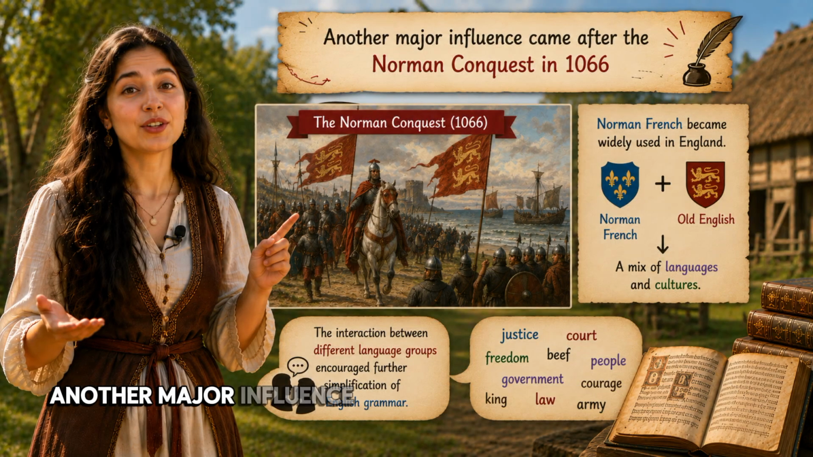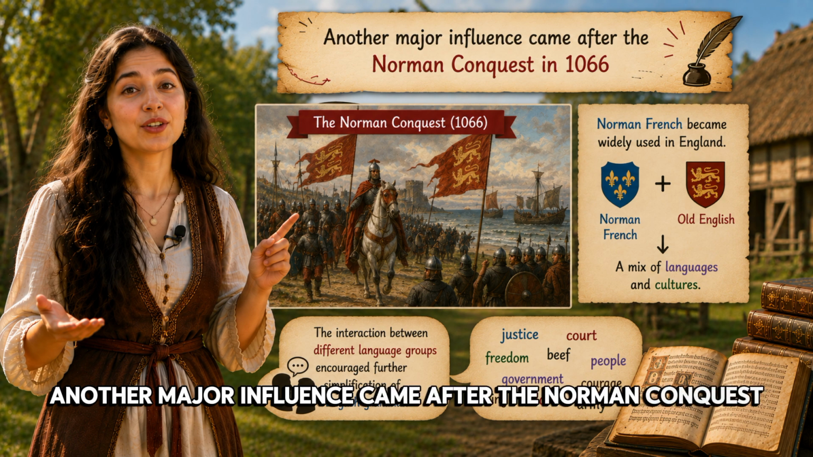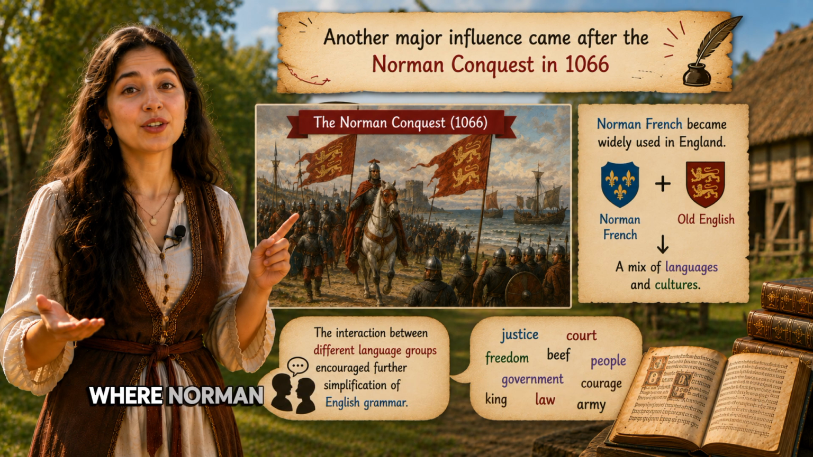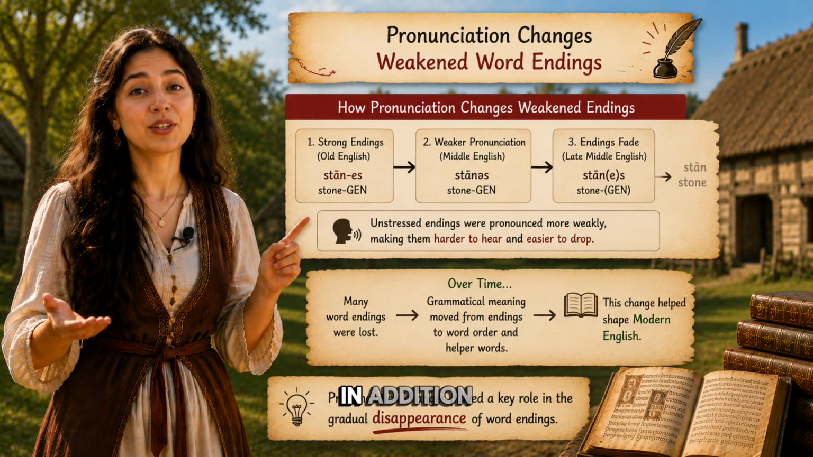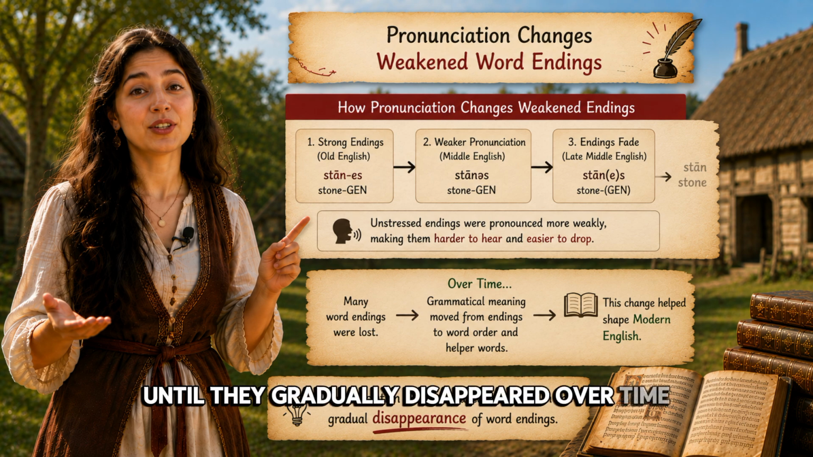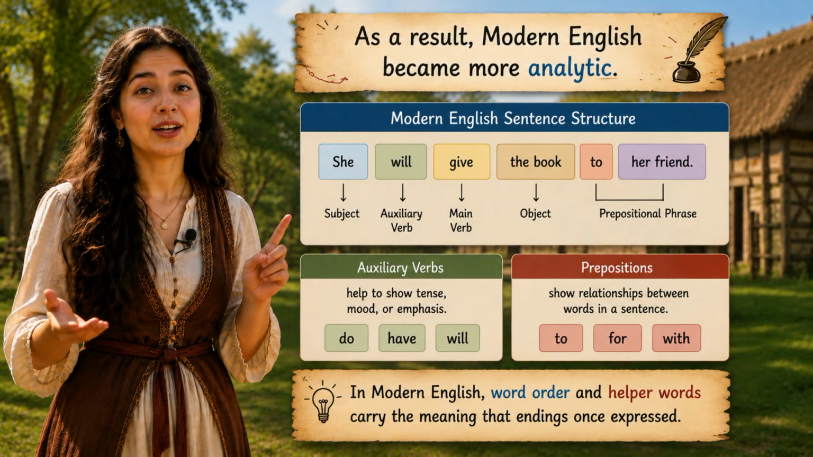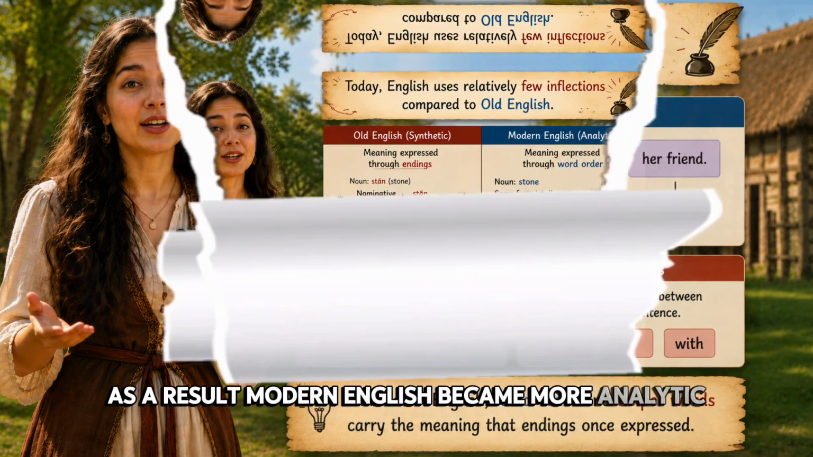Another major influence came after the Norman conquest in 1066, when Norman French became widely used in England. The interaction between different language groups encouraged further simplification of English grammar. In addition, pronunciation changes weakened many word endings until they gradually disappeared over time. As a result, modern English became more analytic.